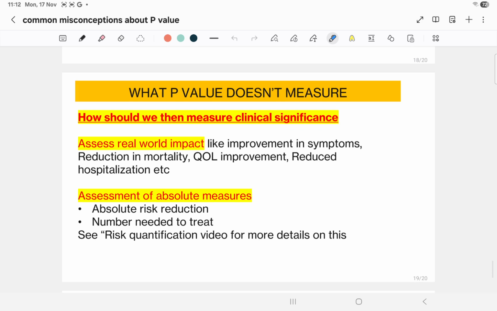Then how should we measure clinical significance? We should assess the real world impact like improvement in symptoms, reduction in mortality, quality of life improvement. All these real world impacts should be measured and then only clinical significance can be proven. So we should use absolute measures like absolute risk reduction and number needed to treat. Again, I have explained this in the risk quantification video. So please go and check that video.